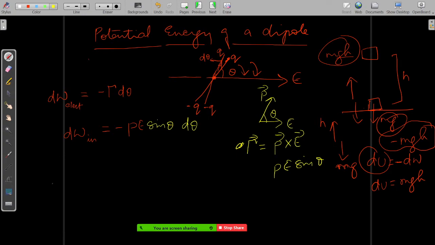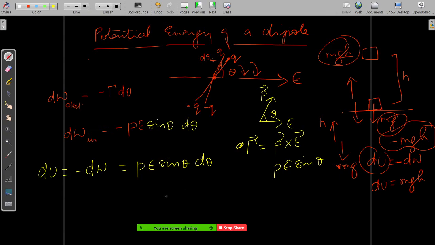So now what do you know? The change in potential energy is equal to the negative of the work done by the internal force. So that means it is P E sine theta d theta. Now you can always use integration to take it from one angle to another angle. You can take 0 to 90 degrees, or any two angles you can take.